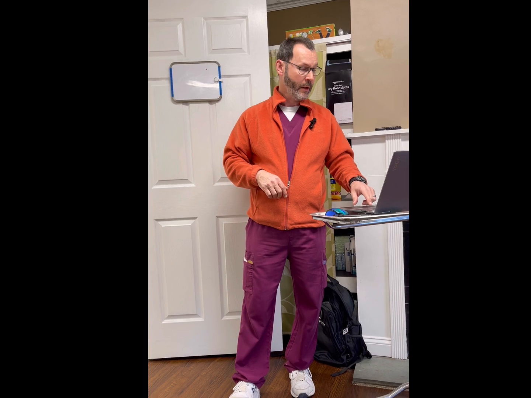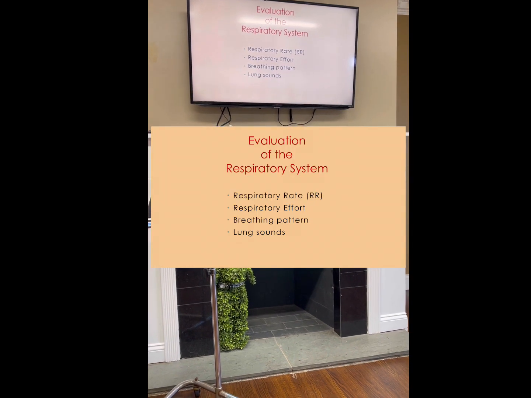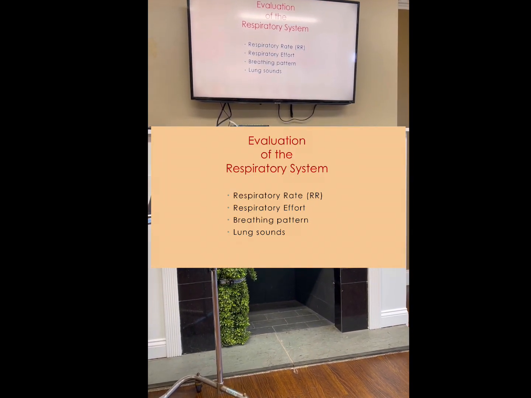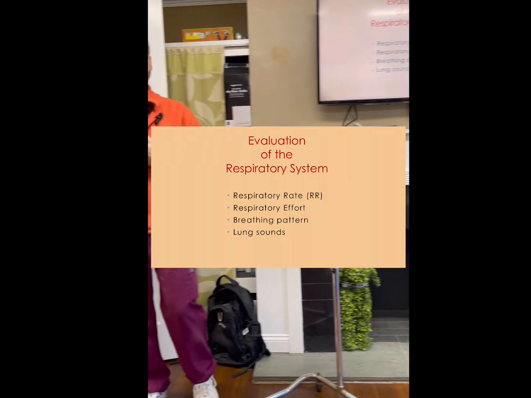Okay, great. Now, evaluation of the respiratory system is relatively simple. There are only a few things you need to know in an urgent triage situation: respiratory rate, respiratory effort, breathing pattern, and we'll go through a couple of the major breathing patterns you should be able to identify, and lung sounds. So you want to have a stethoscope close by, easily available, so you can listen to some of these lung sounds, okay?